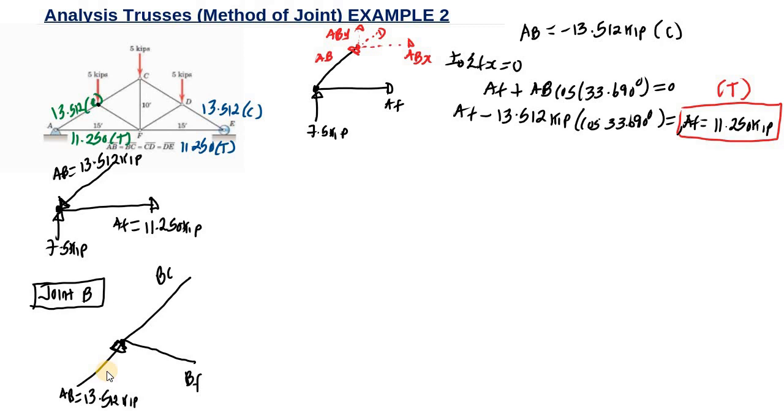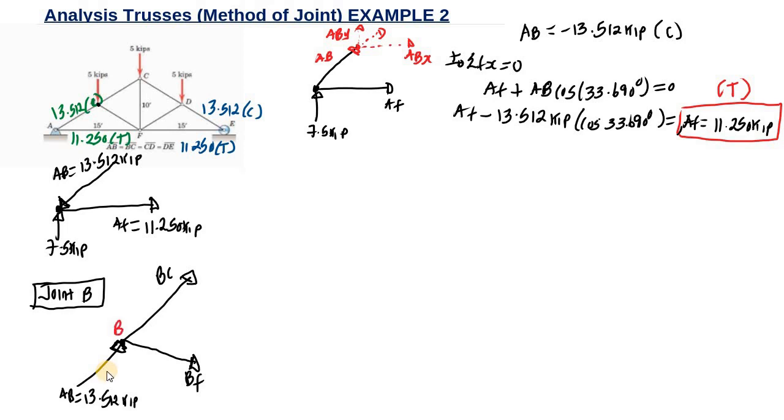So this is BF. Like I said, you should always assume the member to be moving away from the joint, so you should always assume them to be in tension. So this is moving away from the joint, and this is also moving away from the joint. So now we are going to analyze this. Let me use a red marker for this. So this is joint B.